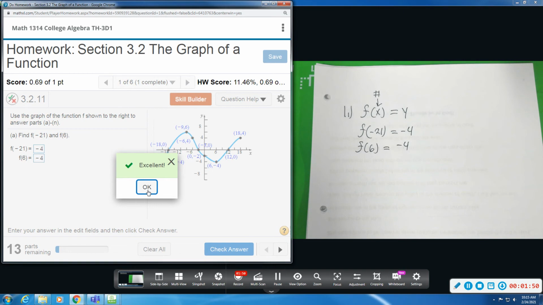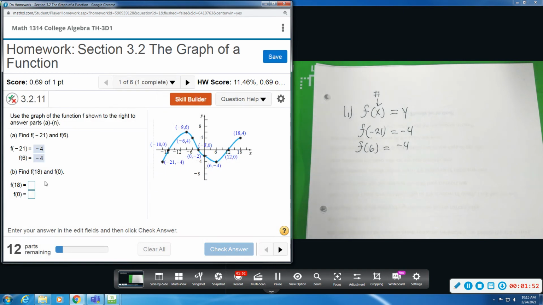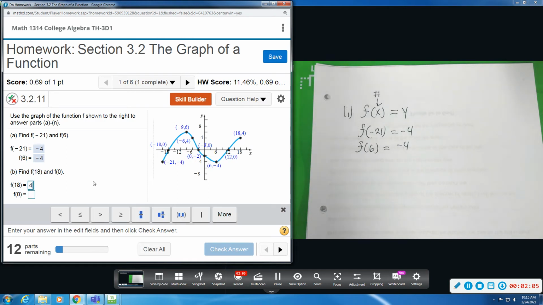Okay, so with the next few, we're going to repeat that process. So we're going to look for 18 and 0 in the x direction. So 18 positive, we get a positive value of 4. And then 0 in the x direction, that's right here in the middle. So the ordered pair where x is 0, we get a negative 2.